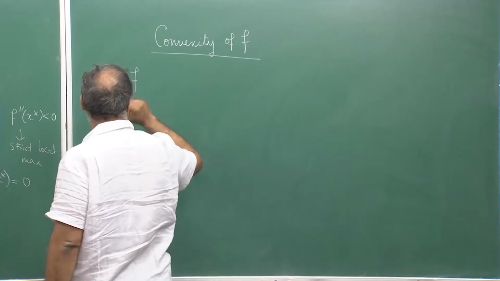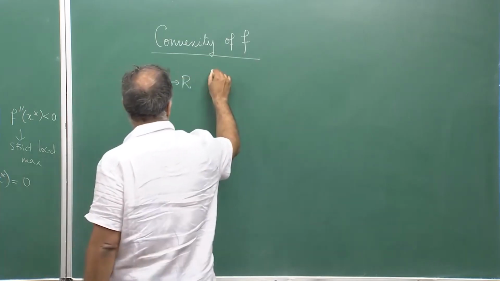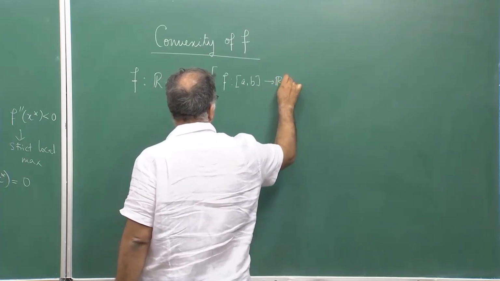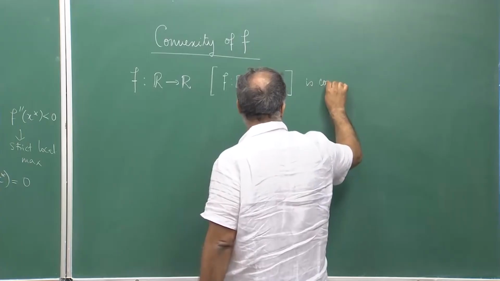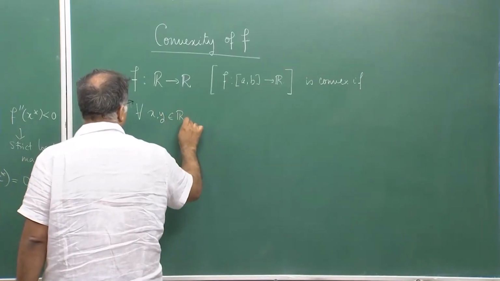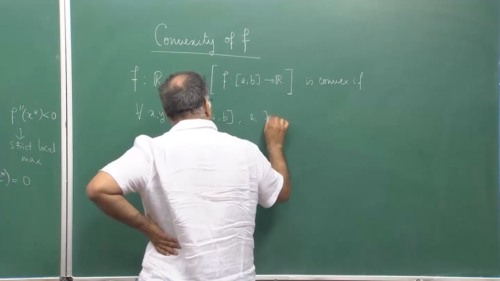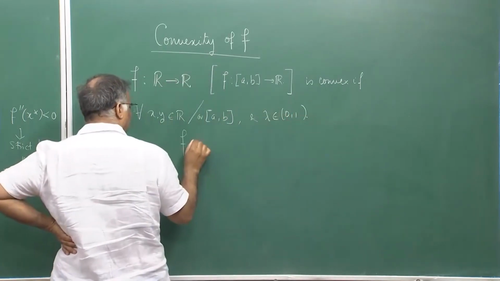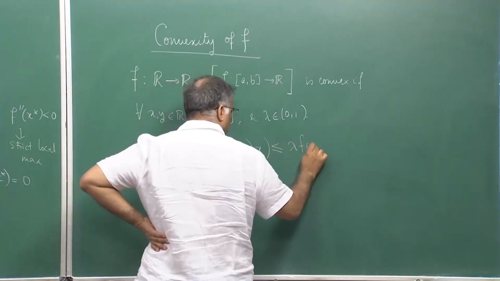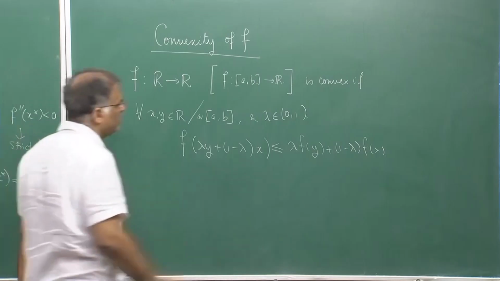So, what is a convex function? A function f, say from R to R, or if you want a function f from [a, b] to R, is convex if for all x, y element of R or [a, b], does not matter what you want, and any lambda given in [0, 1], f of lambda y plus 1 minus lambda x is less than or equal to lambda f of y plus 1 minus lambda f of x. This is true for any lambda between 0 and 1.